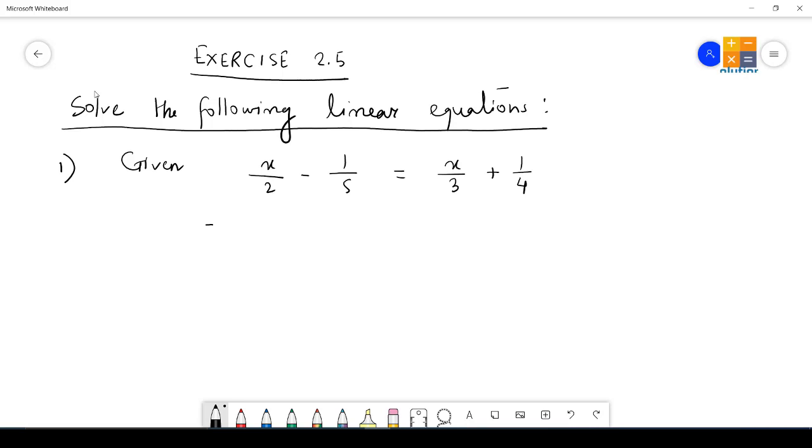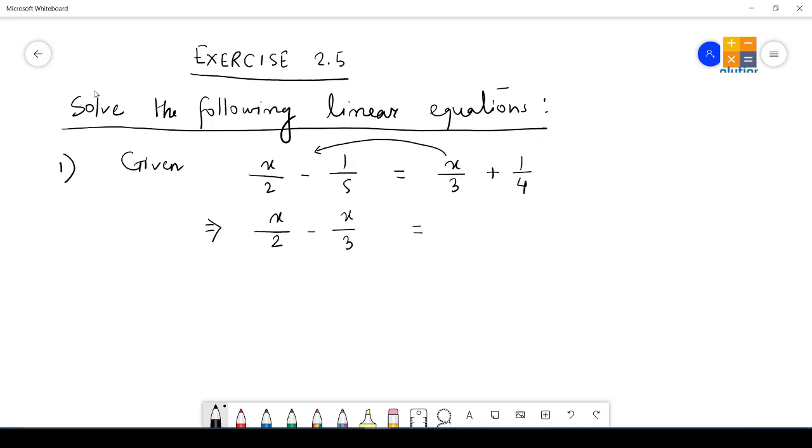So in the previous exercise questions we had already learnt that the terms containing the variable, the unknown term, should always be shifted to one side, and that is normally the left hand side. So according to that we are going to shift x by 3 to the opposite side. On the right hand side x by 3 was a positive term. When it is shifted to the opposite side it will turn negative, and I get here x by 2 minus x by 3.